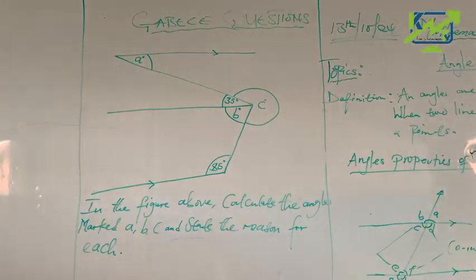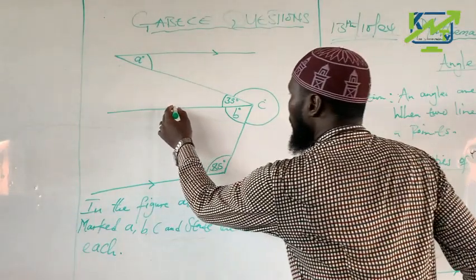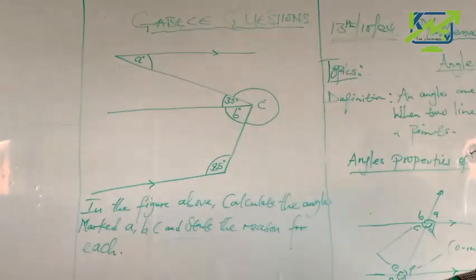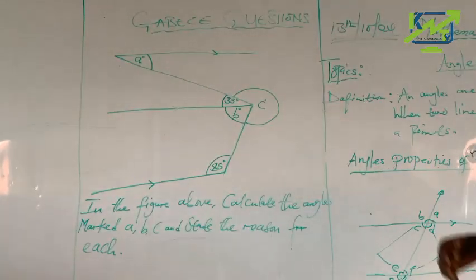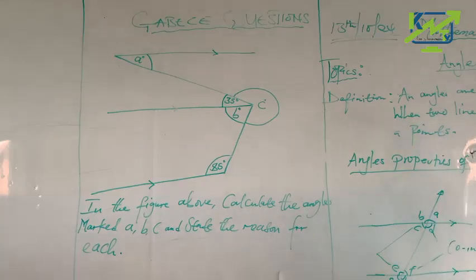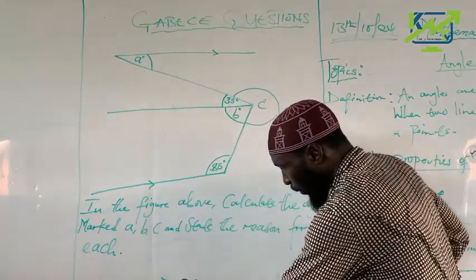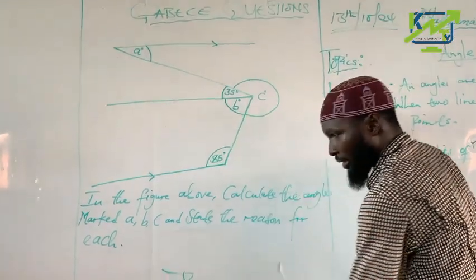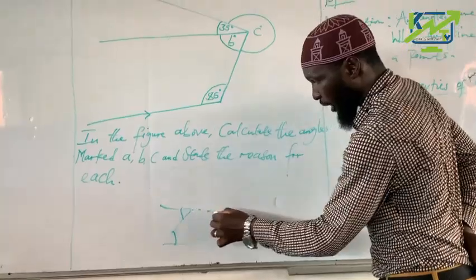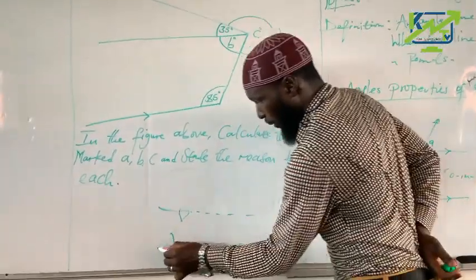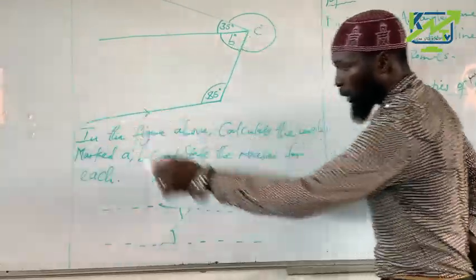Now to solve A, as I told you earlier, we have alternate angles. When two lines are parallel, they form alternate angles. The example of alternate angles is like a Z. So look at the Z. The other one is inside, another one is outside. Now if you look at the Z, these are parallel lines. They can extend, they will never collide.